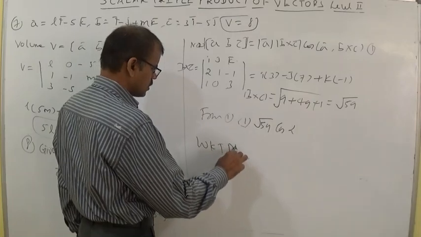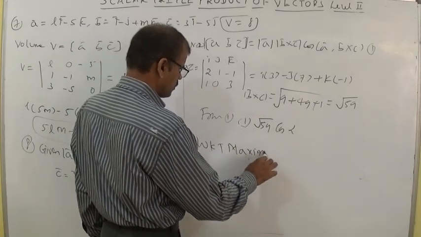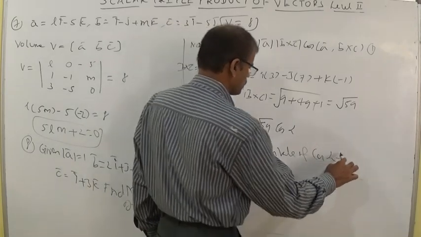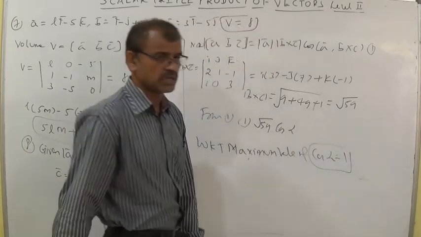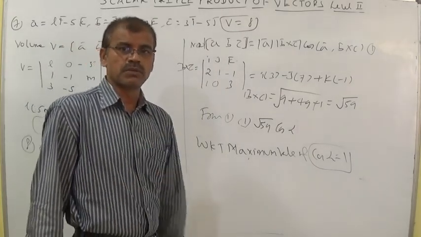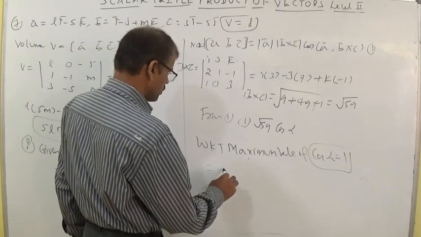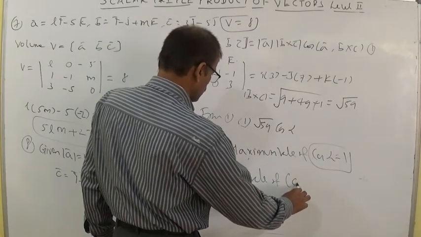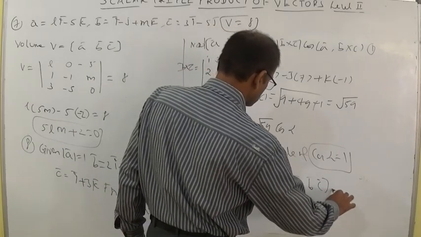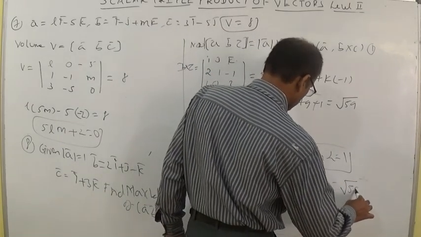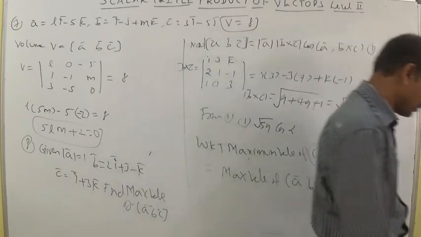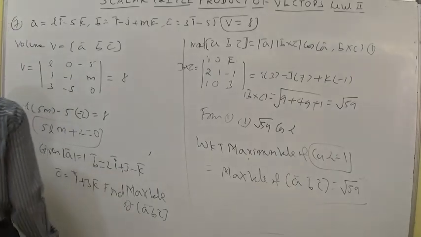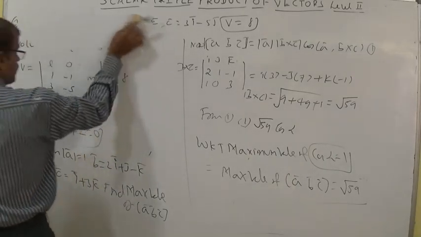We know that the maximum value of cos alpha is equal to 1. For cos or sine, the maximum value is 1 and the minimum value is -1. That is equal to the max value of box ABC. Max value of box ABC is equal to root 59, that's all. Root 59 into 1 is root 59. Now, the 8th question is completed.